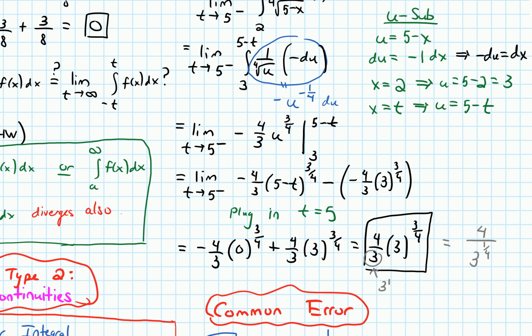So in the next video, we are going to do another example and talk about a common error that folks make when doing these improper integrals.